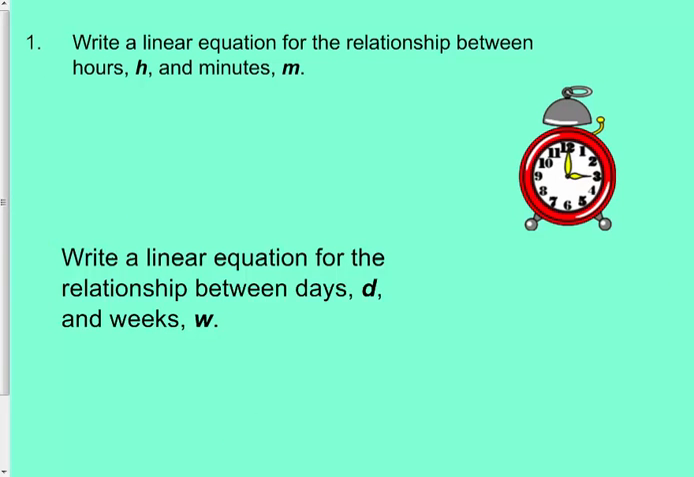So the first example that you have here, example number 1, says write a linear equation for the relationship between hours and minutes. Well, if I take hours, to get hours, I could divide minutes by 60. That's one way I could relate them. Or I could say that total minutes is equal to 60 times the hours. So depending on if you want to solve for minutes or if you want to solve for hours. At least that's how I see it.